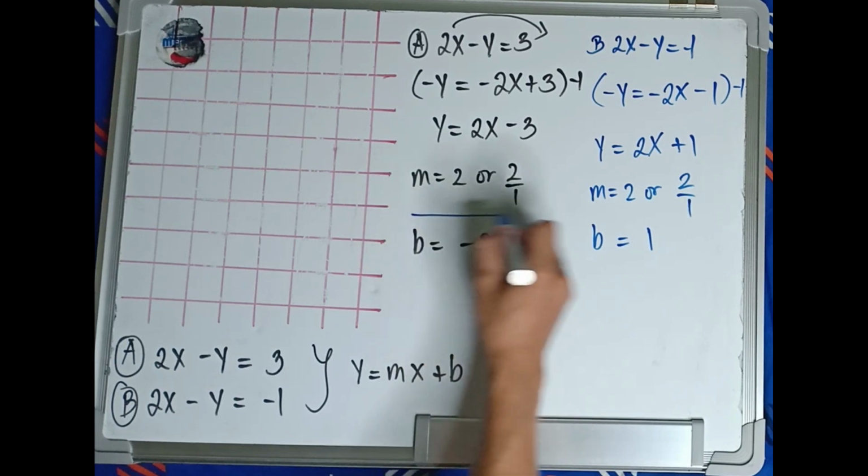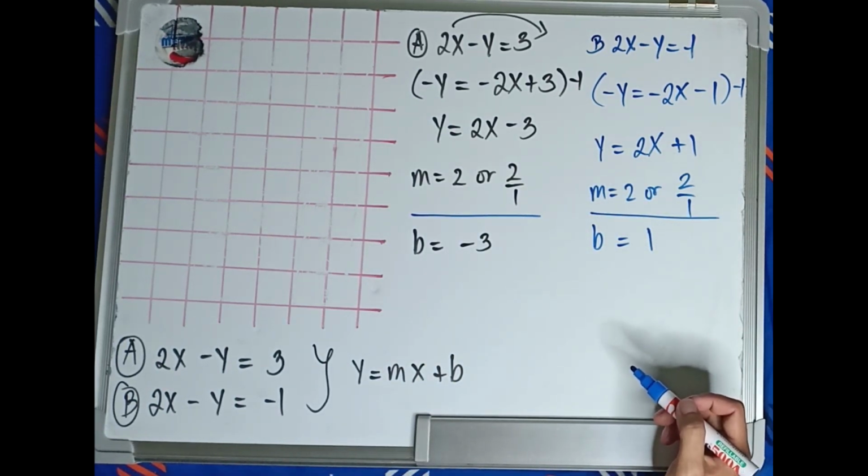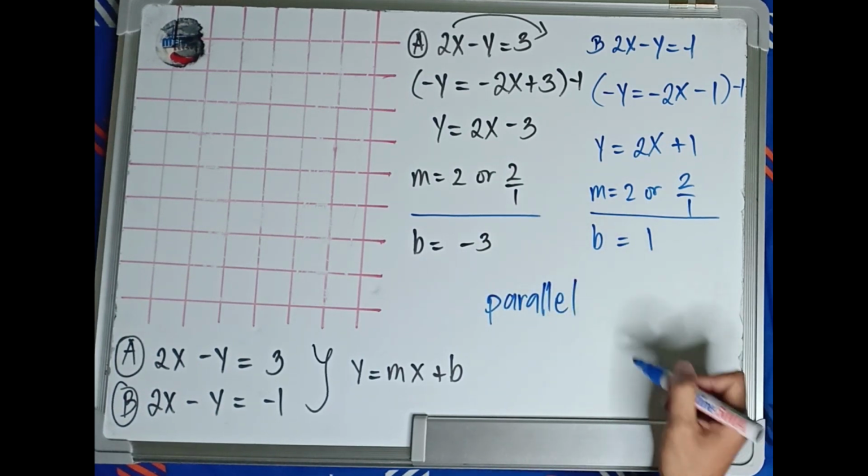If you notice, the two equations have the same slope. If they have the same slope, meaning the lines of the equations, when we graph, will be parallel lines.